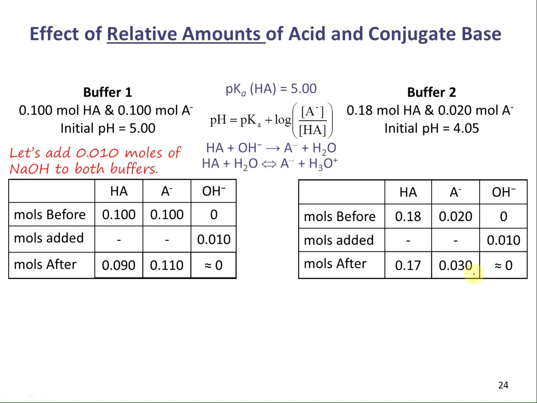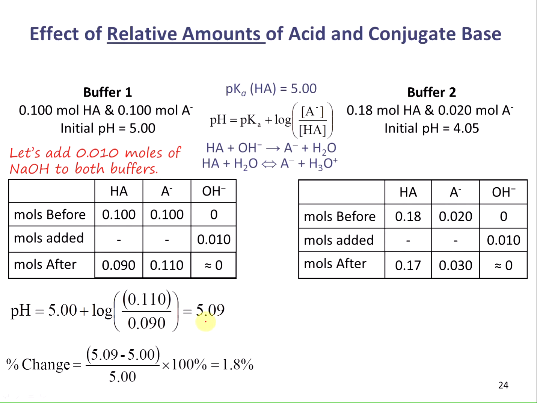So I then calculate my pH using the Henderson-Hasselbalch. pH equals pKa plus the log of the base over the acid, so 0.11 divided by 0.09. That gives me a value of 5.09, and the percent change in the pH is 1.8%.